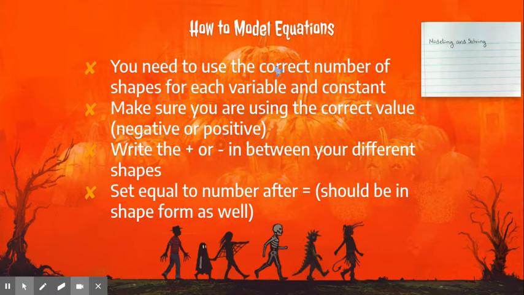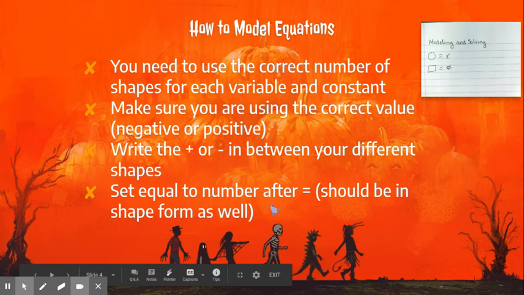So you need to use the correct number of shapes for each variable and constant. If it says 4x, then I'm going to draw 4 circles, because that's what we're doing: circles are x's and squares are our numbers. And then you make sure you're using the correct value. If we have negative or positive, usually they'll shade in if it's negative, or they'll put a little -1 in there for you. Write the positive or negative in between your different shapes. So if I'm adding or subtracting, we need to make sure they're in there. And then we want to set it equal to the number after the equal sign, so it should be in shape form as well.